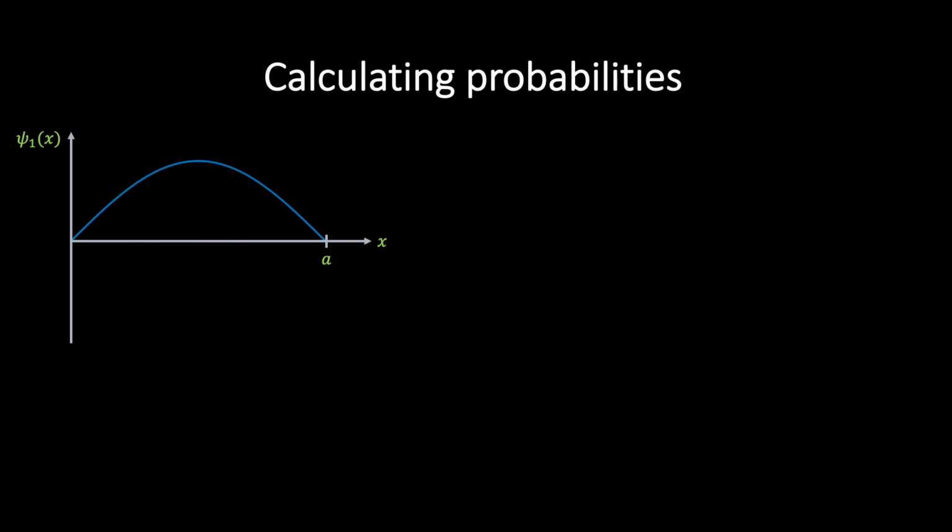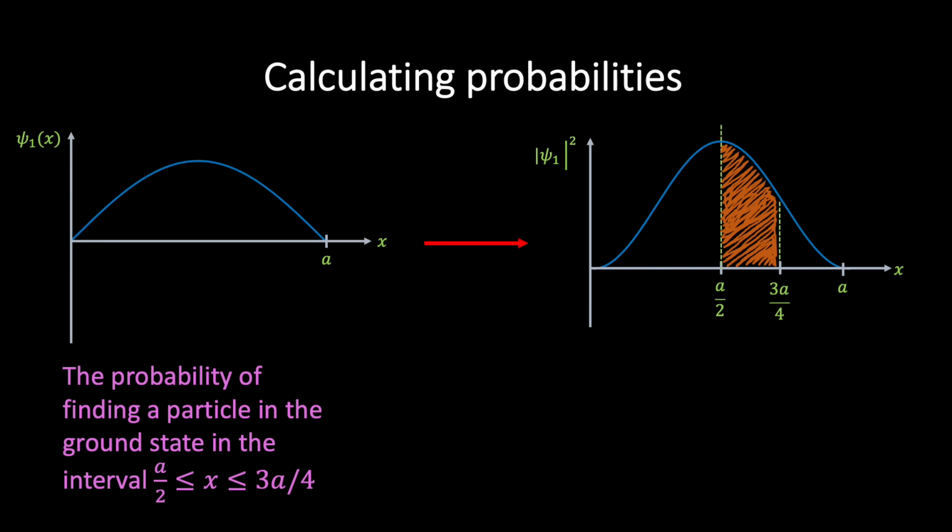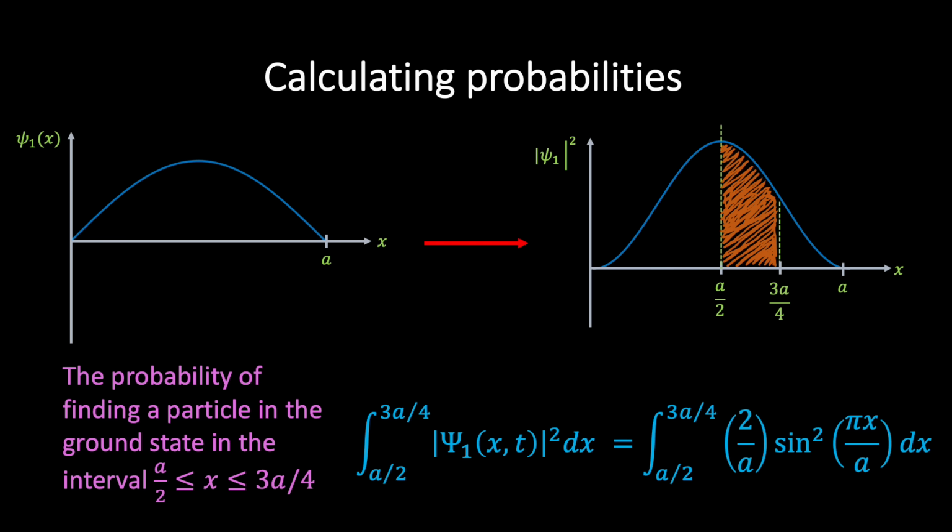Now, once we fully normalize the wavefunction, we can calculate the probability of finding a particle in a given energy state in a particular region of space. To do this, we simply need to integrate the modulus squared of the corresponding wavefunction over the region of space that we're interested in. For example, suppose I wanted to calculate the probability of finding a particle in the ground state in the following interval. In this case, I would simply need to calculate the integral of the modulus squared of the normalized wavefunction between a over 2 and 3a over 4.